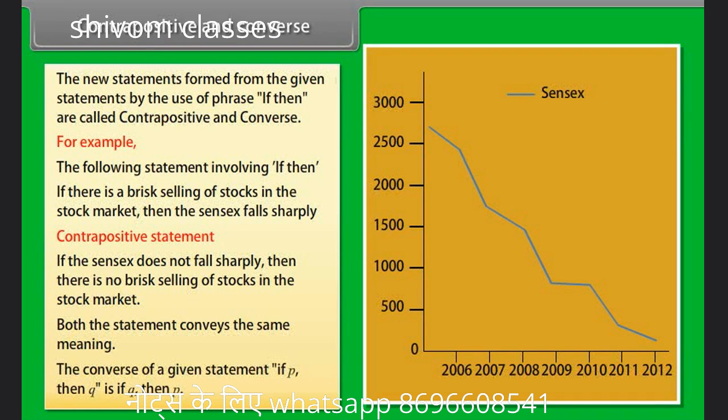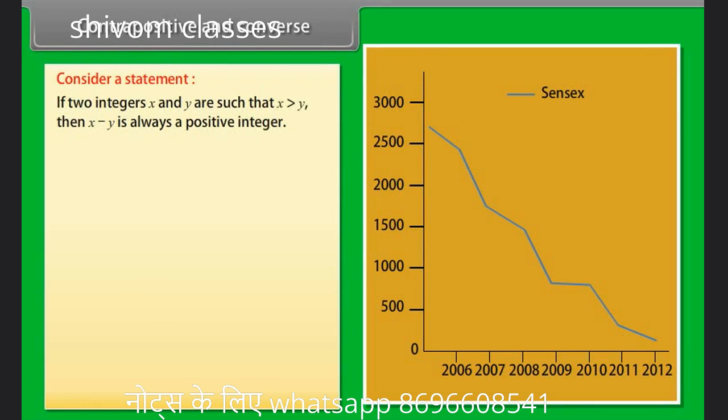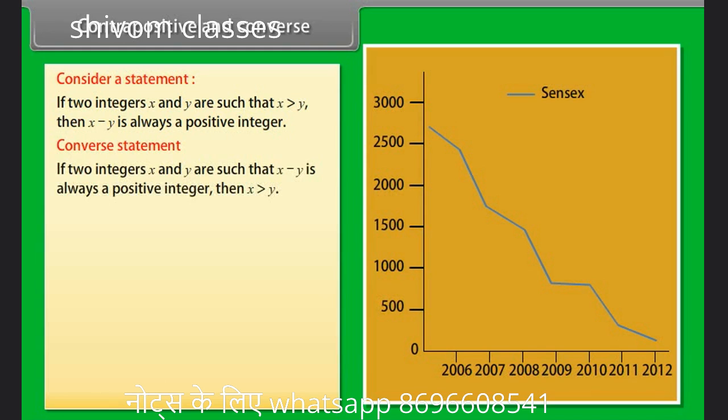The converse of a given statement, if P then Q, is if Q then P. Consider a statement: if two integers x and y are such that x greater than y, then x minus y is always a positive integer. The converse of this statement is: if two integers x and y are such that x minus y is always a positive integer, then x greater than y.